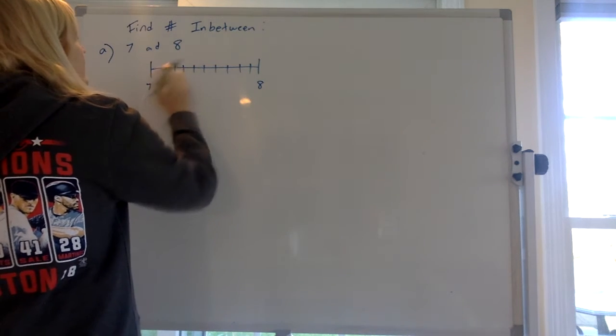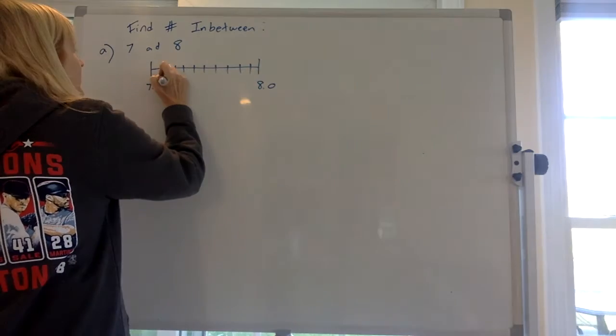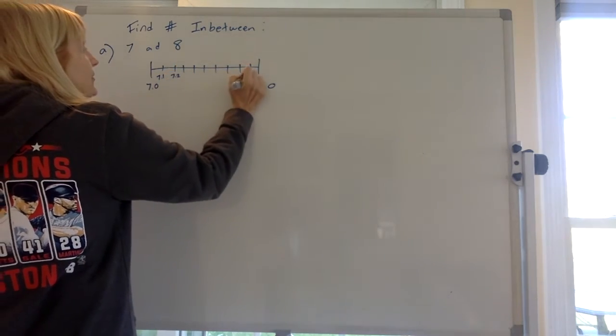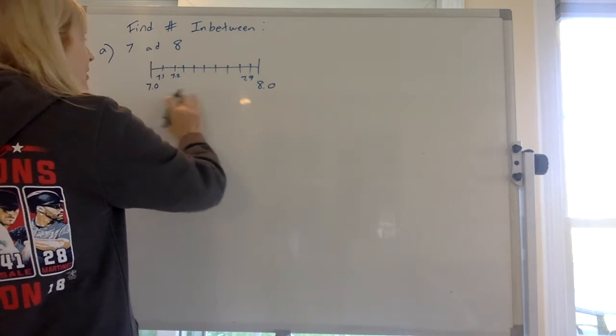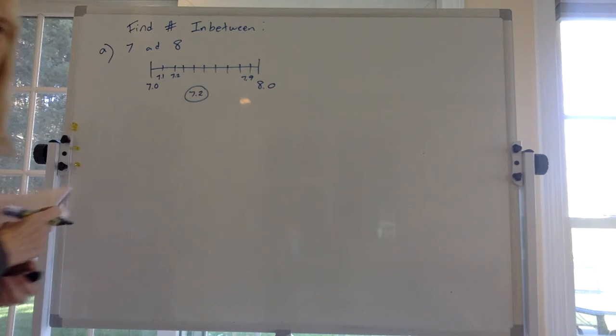So let's see. Remember how we do this? This was from a previous video. We just do 7.1, 7.2, all the way up to 7.9. So you could pick any number in here and say that's a number between the two.